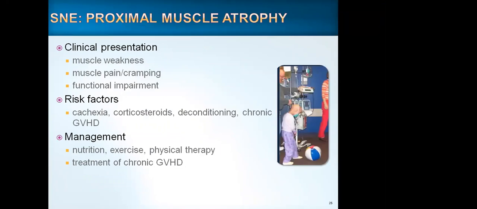Proximal muscle atrophy: in clinical presentation, the patient will have muscle weakness, muscle pain, and will complain of frequent muscle pain, and functional impairment will be there. Risk factors again: somebody who is getting steroids, and chronic GVHD. These are the risk factors. Management includes nutrition, exercise, physiotherapy, and treatment of chronic GVHD.